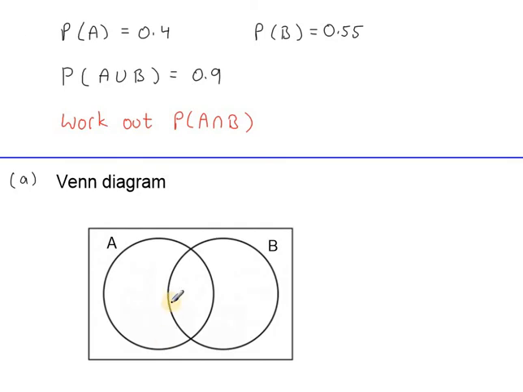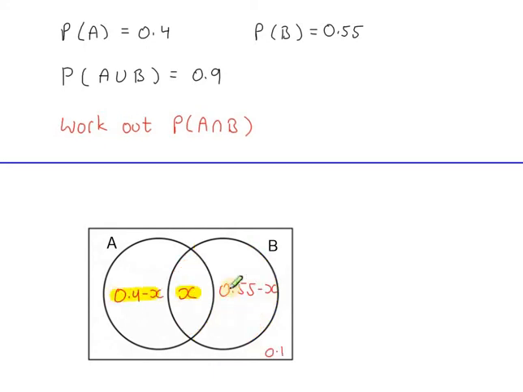So the region we're looking for is this section in the middle where A and B overlap, and let's call the probability of that region X. That means the probability of this shaded region will be the probability of A, which is 0.4, that's all of this circle, minus the X there. Then likewise on the other side it will be the probability of B, so all of this circle again is 0.55 minus the X for this shaded part here.